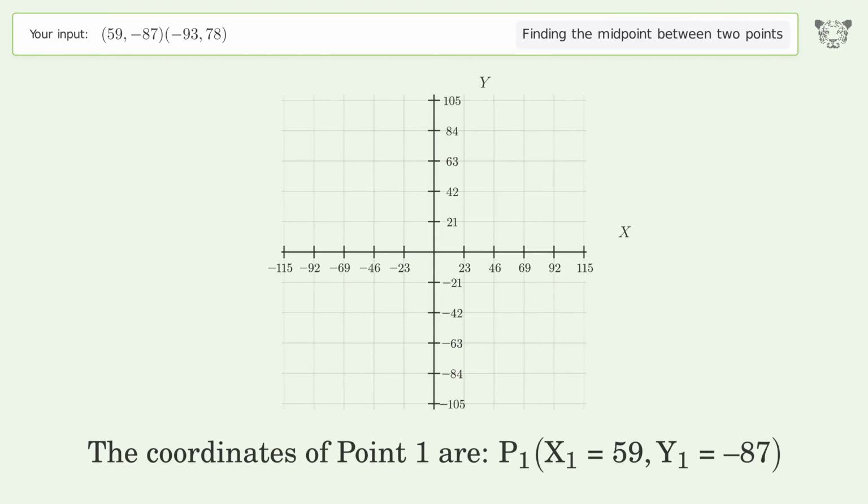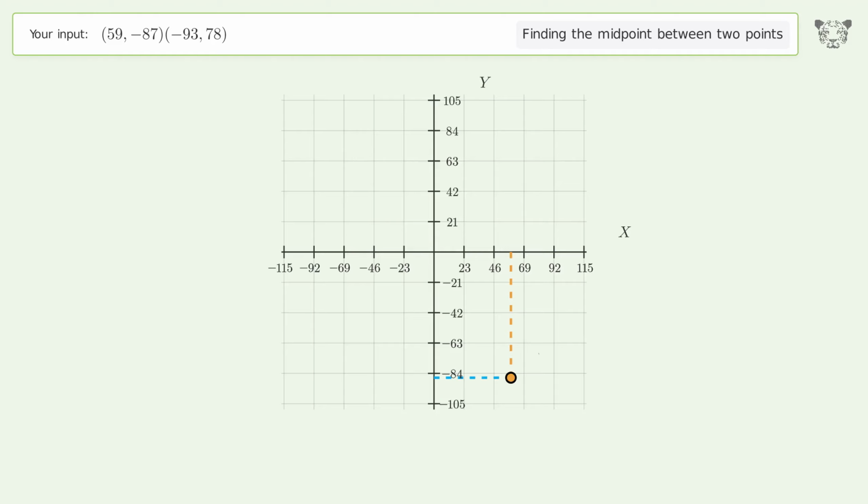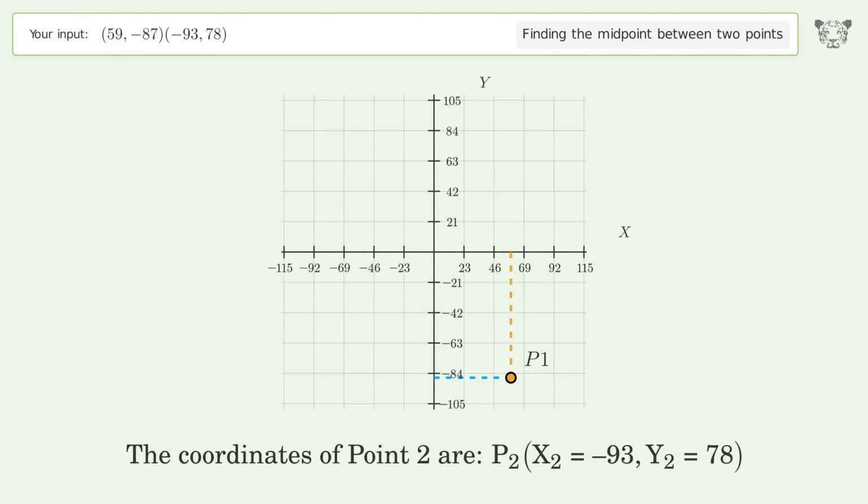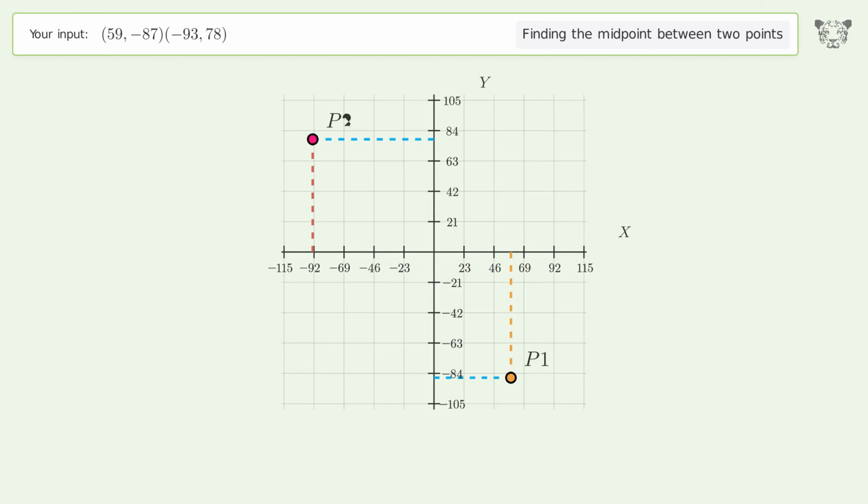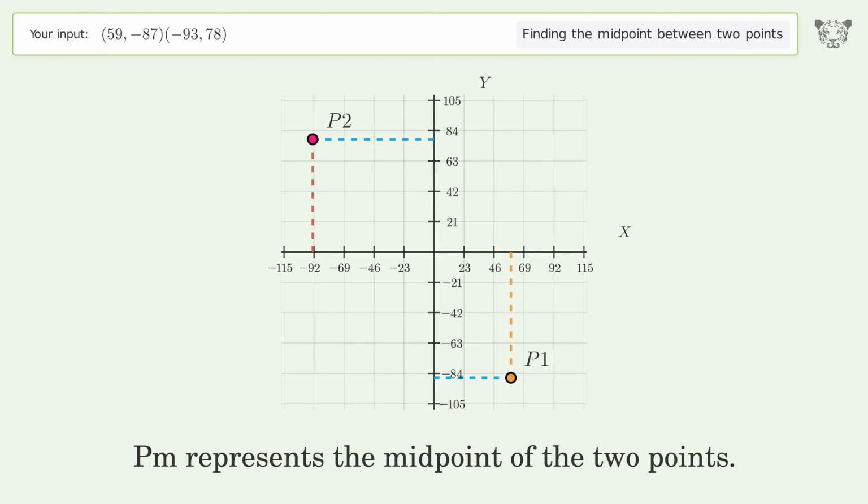The coordinates of point 1 are, x1 equals 59, y1 equals -87. The coordinates of point 2 are, x2 equals -93, y2 equals 78. PM represents the midpoint of the 2 points.